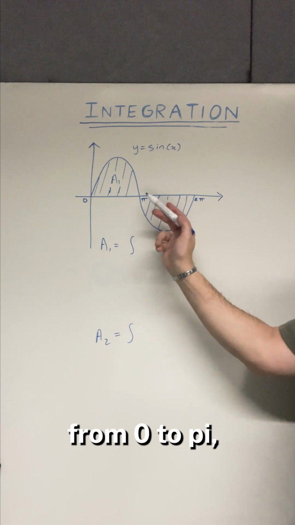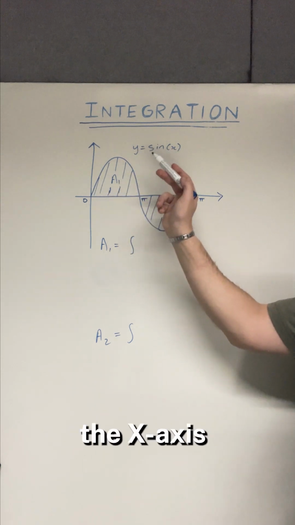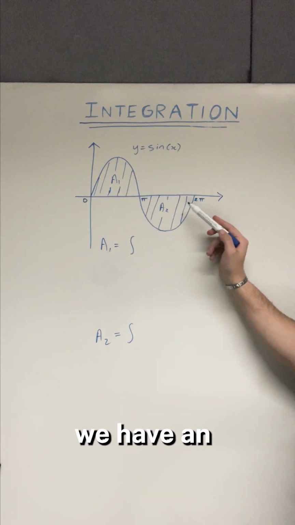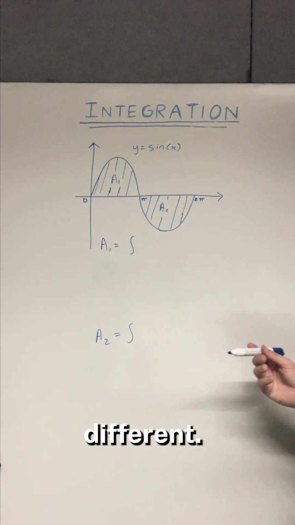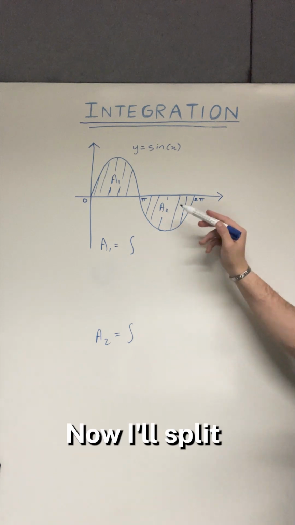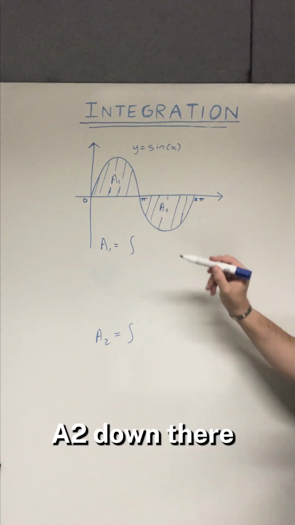So we can see from 0 to pi, we have an area that's bound above the x-axis, and from pi to 2 pi, we have an area that's actually bound below the x-axis. And how you calculate these areas is actually slightly different. So let's go through the example now. I split it up into two areas. I have A1 up here, A2 down there.